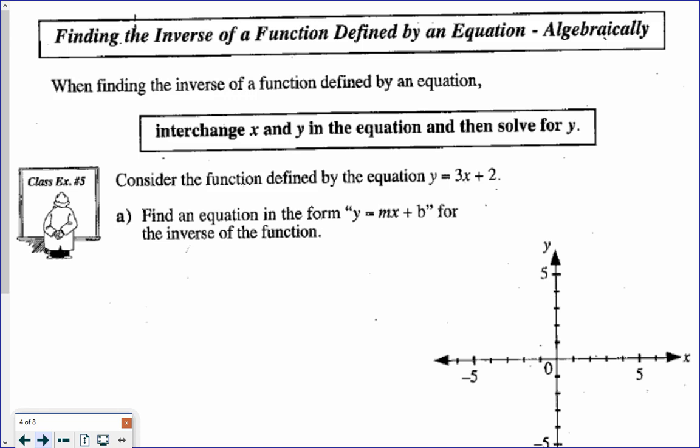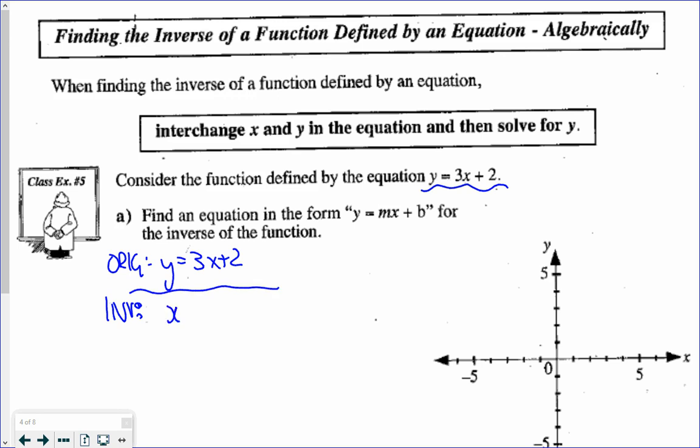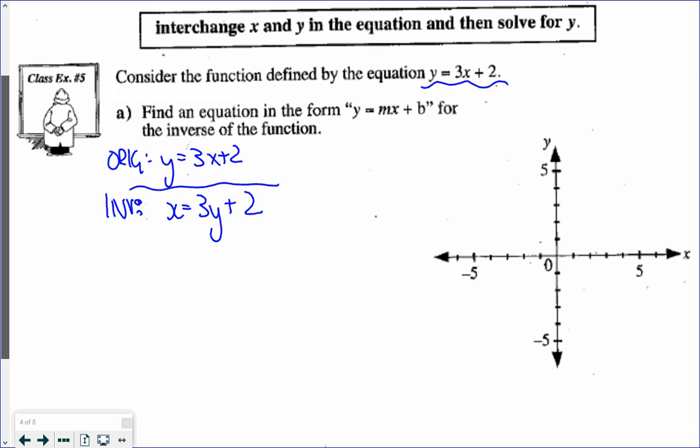Okay, so to find the equation of an inverse, what you do, again, keyword is switch. So instead of switching the x and y coordinates around, I'm going to switch the x and y letters around. It says find an equation in the form y equals mx plus b. And this is my original, y equals 3x plus 2. So for inverse, I'm going to switch my x and y around. So I'm going to have x equals 3y plus 2. Now I have to get the new y by itself.